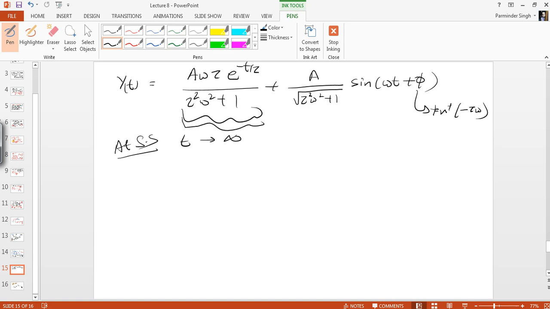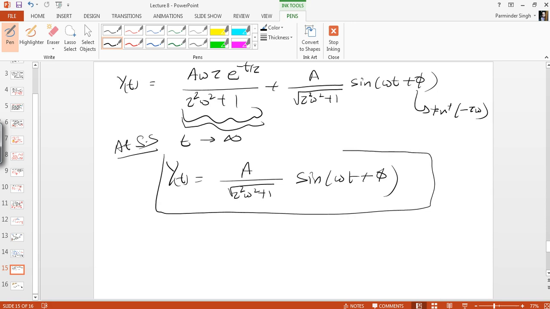Now at steady state, that is t should reach infinity, this term vanishes because e raised to power infinity becomes 0. So finally at steady state yt comes out to be a under root of tau square omega square plus 1 sine of omega t plus phi. Now what do you notice over here? The response is also sinusoidal in nature, that means the thermometer also shows sinusoidal nature.